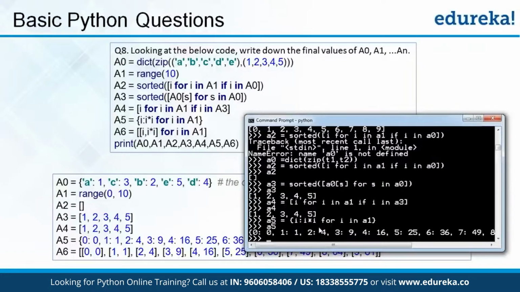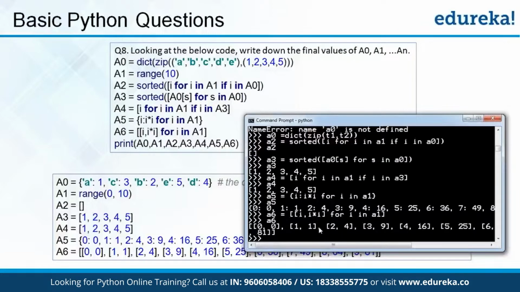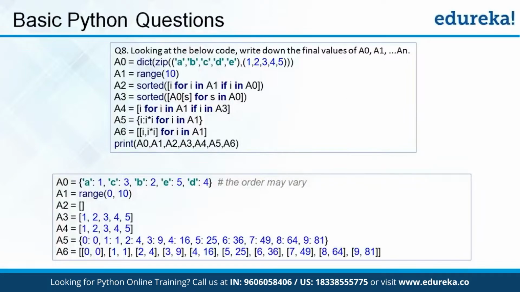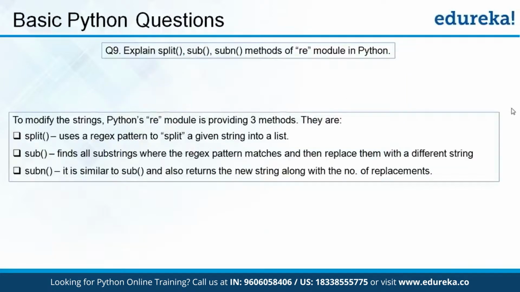We are traversing over A1, which is a particular range of items. And finally, A6 is equal to a list of items I into I for I in A1. A6 will give you the same thing as a list of lists. So are you clear with how these work, from a very top level? Very nice.